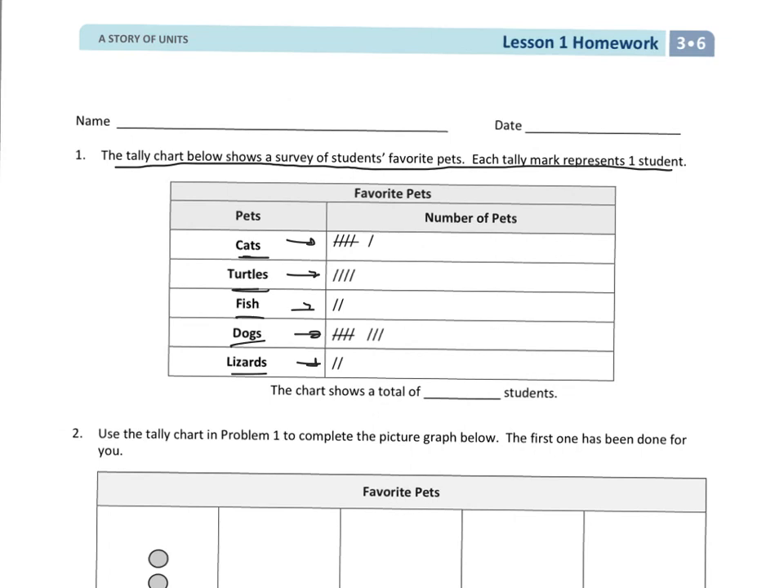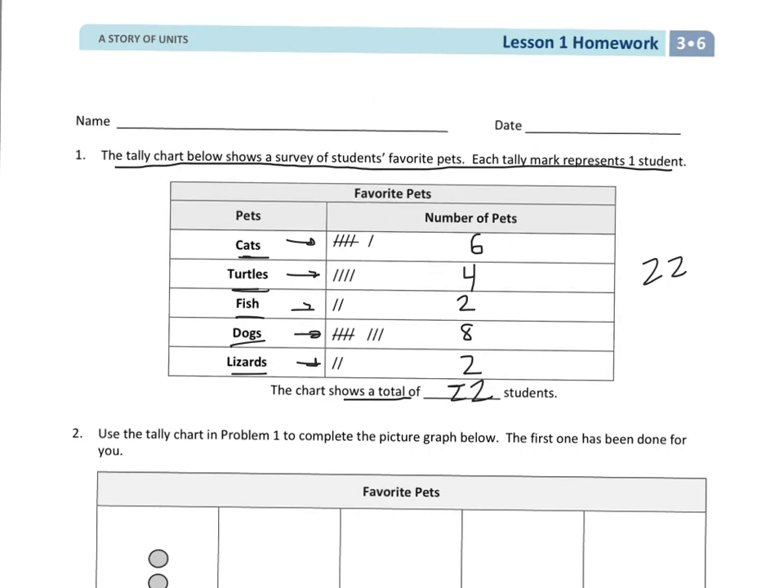So the first thing we have is the chart shows a total of how many students. So I'm going to count each of those tally marks. And actually, to help me out, right after each pet, I'm going to write the number of tally marks I see. So for cats, I see that there's 6. Turtles, I see 4. Fish, I see 2. Dogs, 8. And lizards, 2. So now I would add those up to get 22 students. And that can go right there.